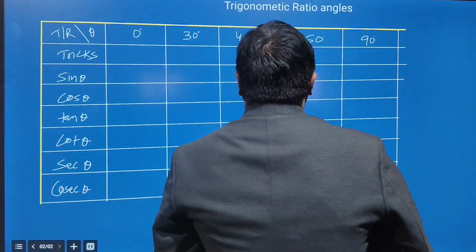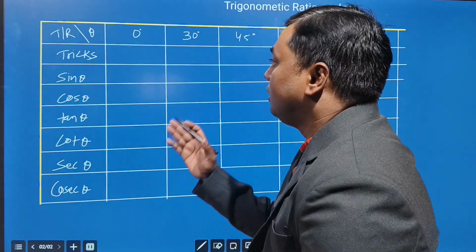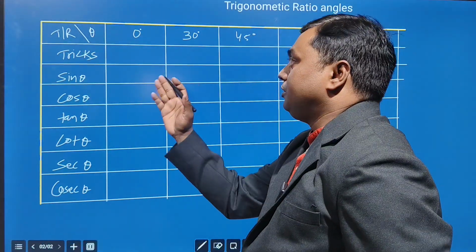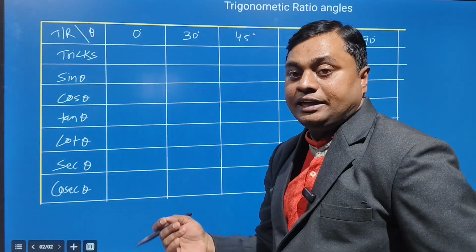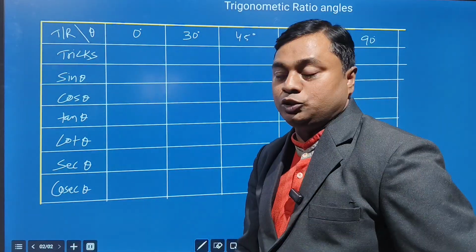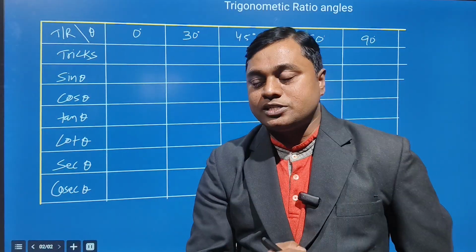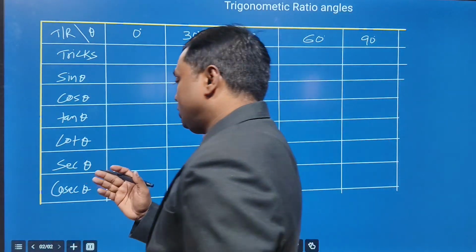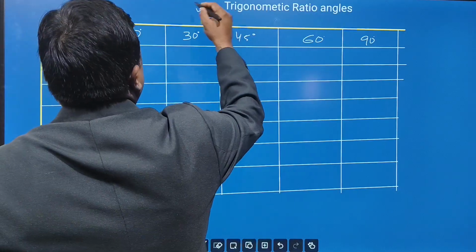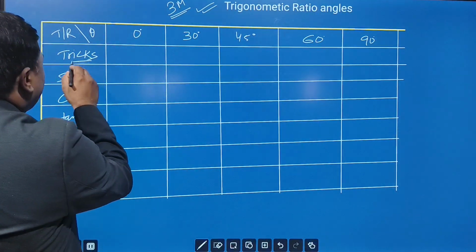Now we talk about the trigonometric ratios of angles. In our syllabus we have to deal with 0 degree, 30 degree, 45 degree, 60 degree and 90 degree for all the trigonometric ratios. So one trick I am going to explain in this video. Please try to understand, because here students get confused. If you know this trick, you can easily score 3 marks in the board examination. So what is the trick, sir? I am going to explain.